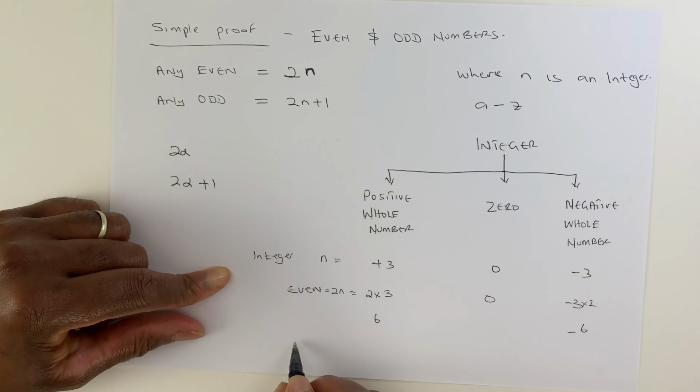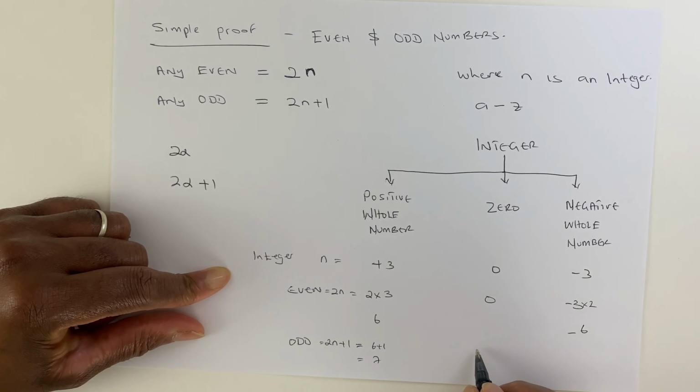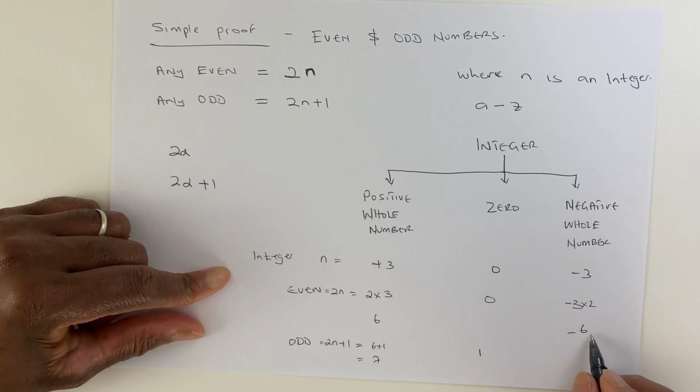Now to try that with an odd number, we've got 2n plus 1. If we have n equals 3, that would be 6 plus 1, and that will be 7. And 7 is an odd number. 0 plus 1 will be 1, and 1 is an odd number. And for minus 3, it's minus 6. Minus 6 plus 1 will be minus 5. And minus 5 is an odd number.